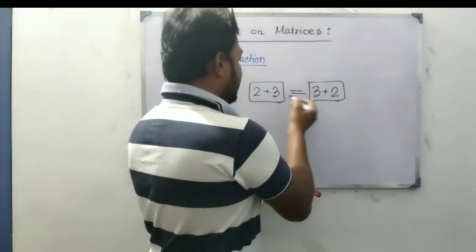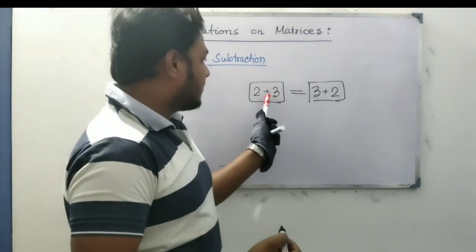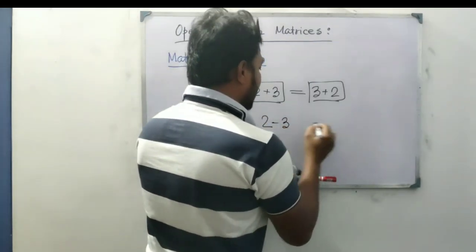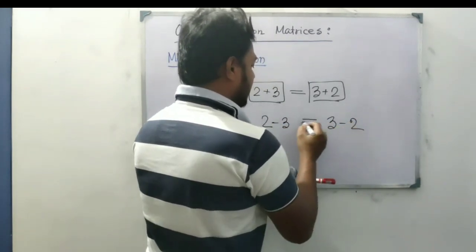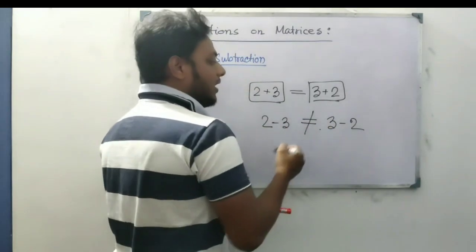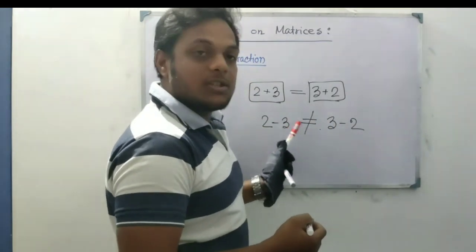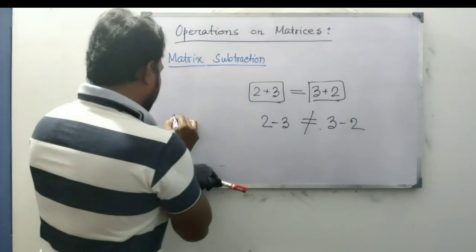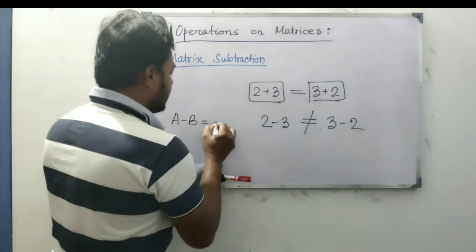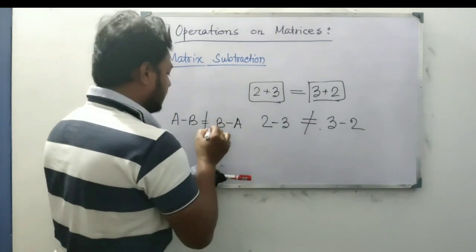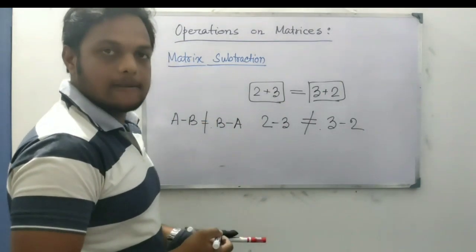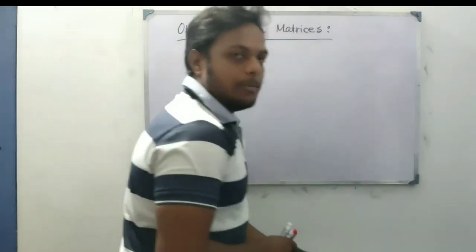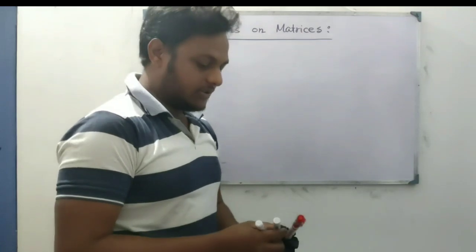In real numbers, addition was commutative, but in the case of subtraction, 2 minus 3 and 3 minus 2 are not the same thing. These two are not equal. So we can conclude that since we have to subtract the corresponding entries, we will not get the same values. So A minus B and B minus A are not equal. Understood? This will not give us the same result. Clear? Scalar multiplication with a matrix. Scalar multiplication.